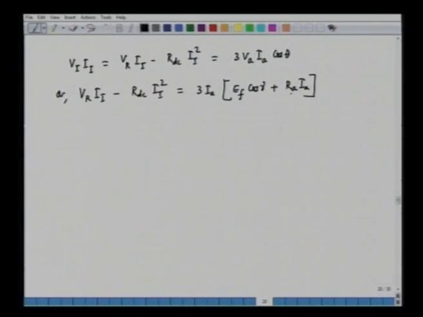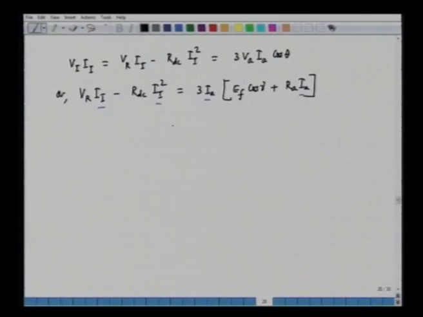Now, here in this equation we have two currents. One is II, and then we also have IA. IA is the motor fundamental component of current, and II is the DC link current, and that is the relationship between the DC link current and the motor fundamental component of current. The relationship can be derived as follows.